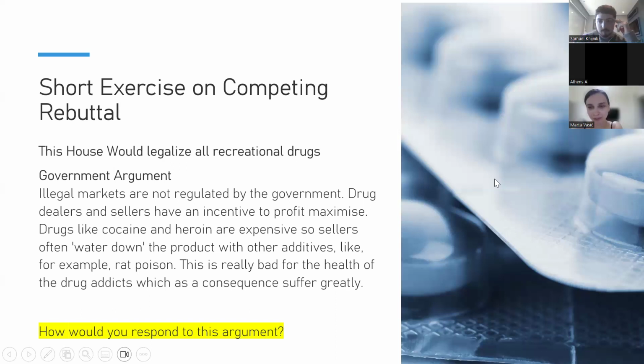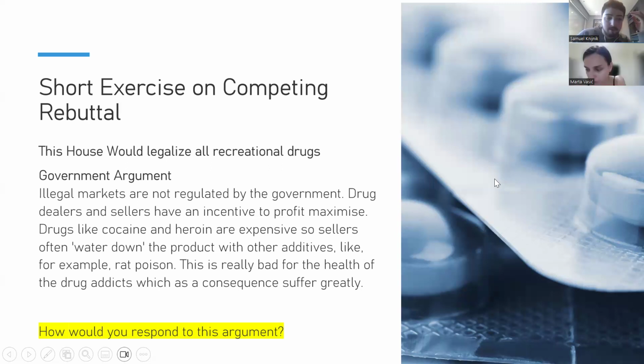Now I see Samuel. I was just basically going to say that because those addicts are addicted to drugs, they would probably, in either scenario, seek the cheapest version of it, and they would continue to be addicted. So regardless of how bad that is, it would still be bad for their health. Okay.